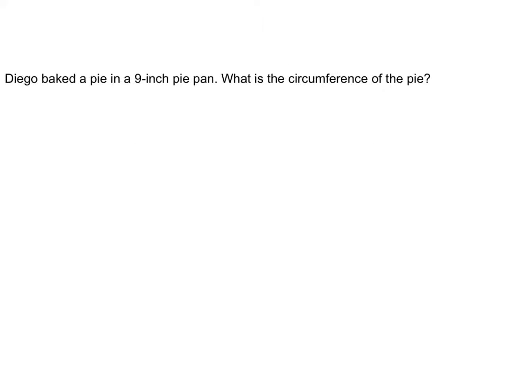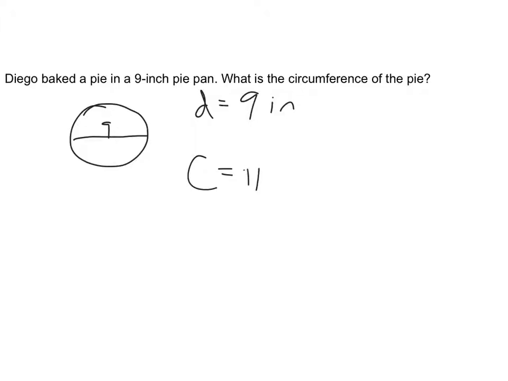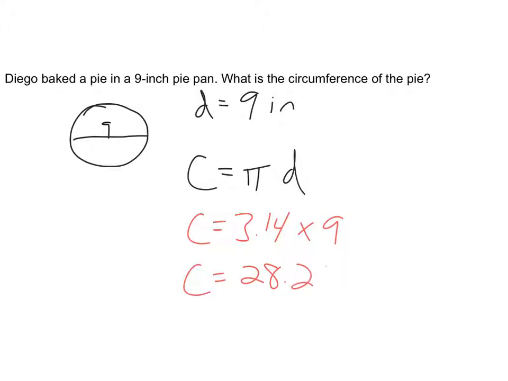So Diego baked a pie in a 9-inch pan. What is the circumference of the pie? So when they say that it's a 9-inch pan, if we've got a pan here, 9 inches is all the way across. So that means that our diameter is 9 inches. So to find circumference, remember the formula for circumference is pi times diameter. So what we're going to do in this one is take 3.14, which is what we use for pi, and multiply it by that 9 diameter. So we're going to get a circumference of 28.26, and our label is going to be inches.